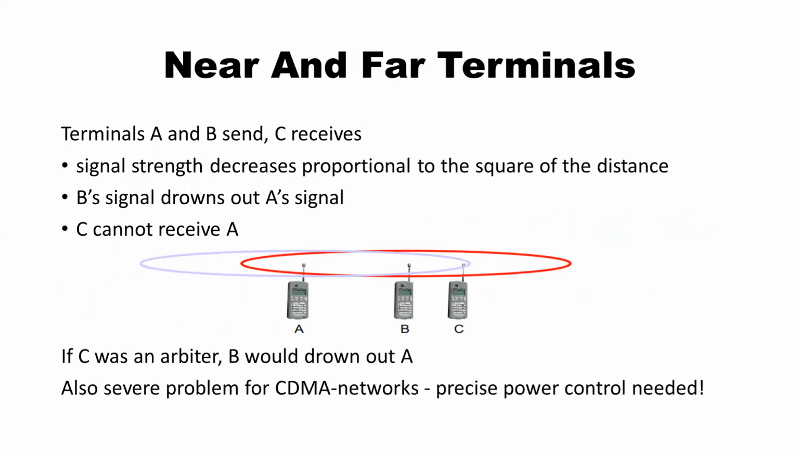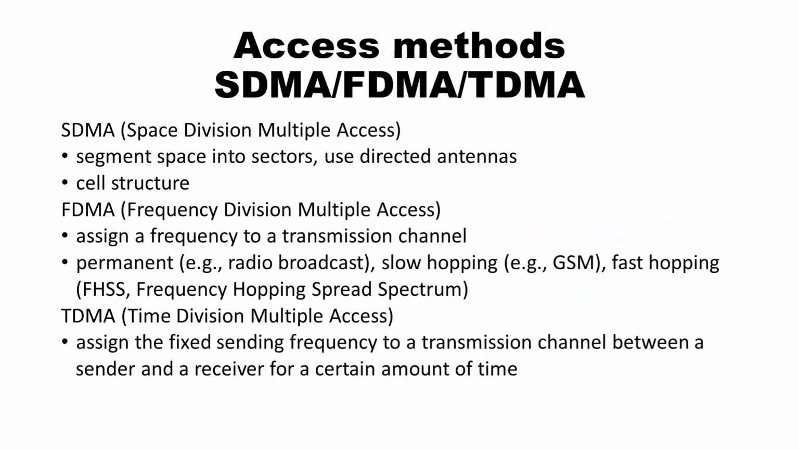Near and far terminals: terminals A and B send, C receives. Signal strength decreases proportionally to the square of the distance. B's signal drowns out A's signal, so C cannot receive A. If C were an arbiter, B would drown out A. Also a severe problem for CDMA networks, precise power control needed. Access methods: SDMA, FDMA, TDMA.